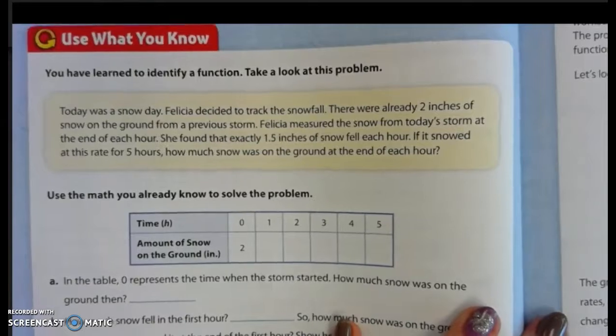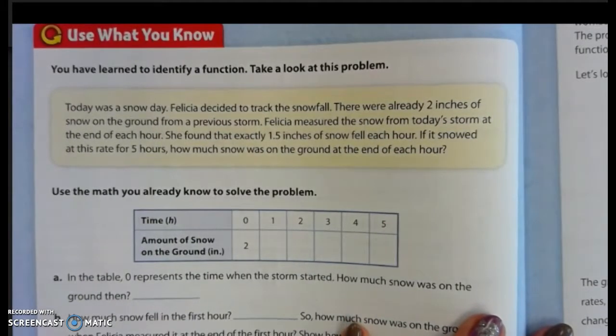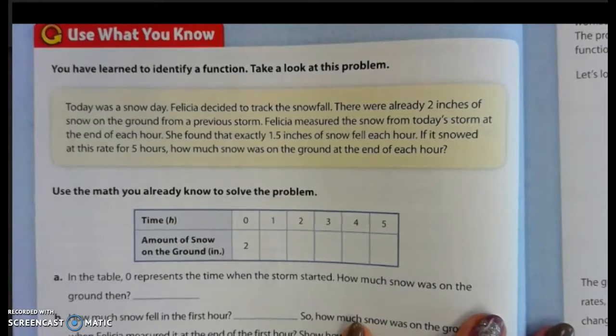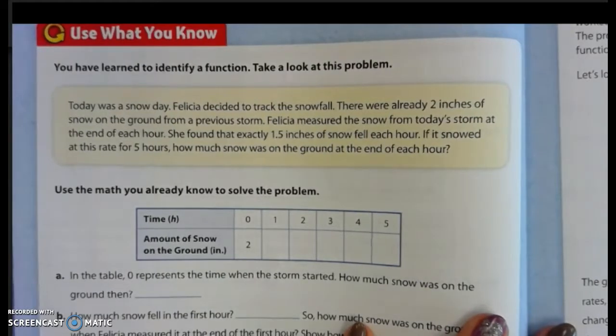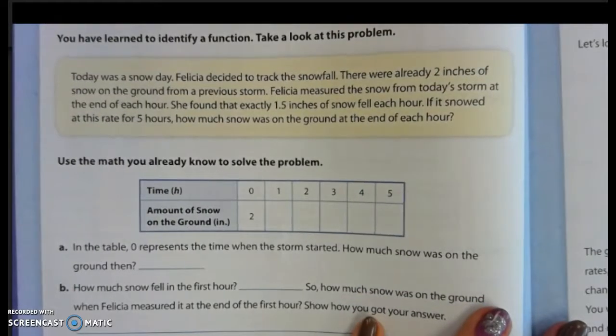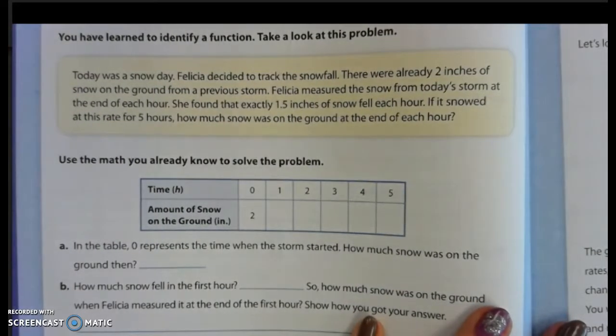Look at this problem. Today was a snow day. Felicia decided to track the snowfall. There were already 2 inches of snow on the ground from a previous storm. Felicia measured the snow from today's storm at the end of each hour. She found that exactly 1.5 inches of snow fell each hour. If it snowed at this rate for 5 hours, how much snow was on the ground at the end of each hour? You use math. Use the math you already know to solve the problem.